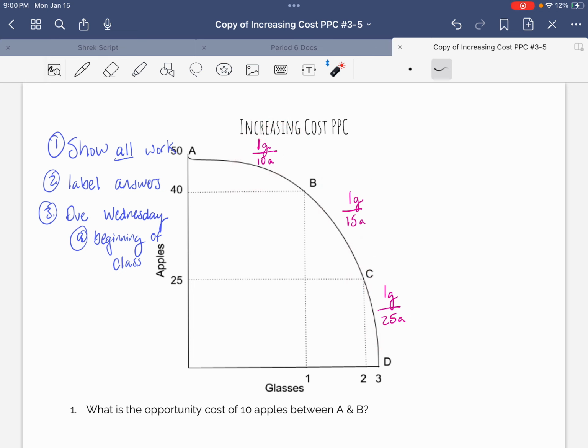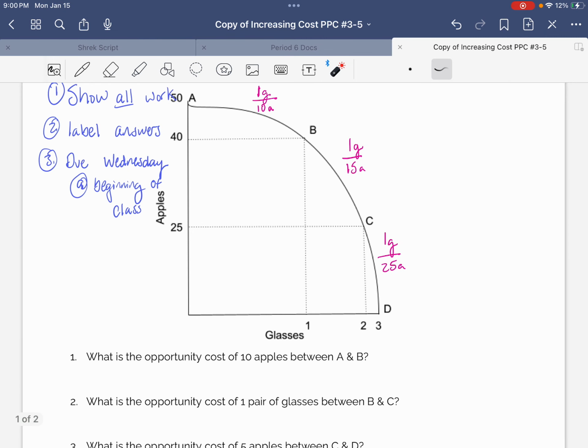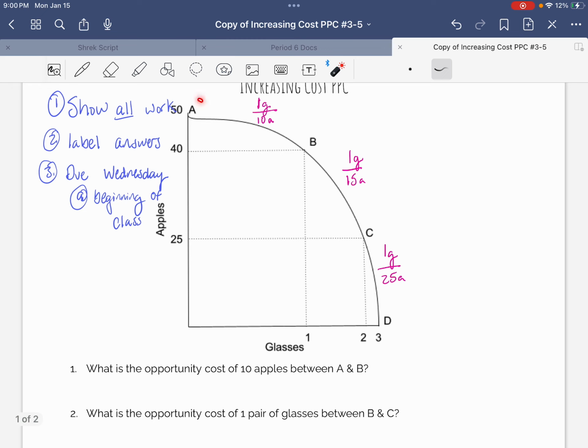So we have to approach the problem knowing which one they want us to start out with. And from there, it's just going to be cross multiply and divide to find the missing variable. So let's do a couple of them together. Number 1 says, what is the opportunity cost of 10 apples between A and B? So I go to A and B and I find my beginning ratio.